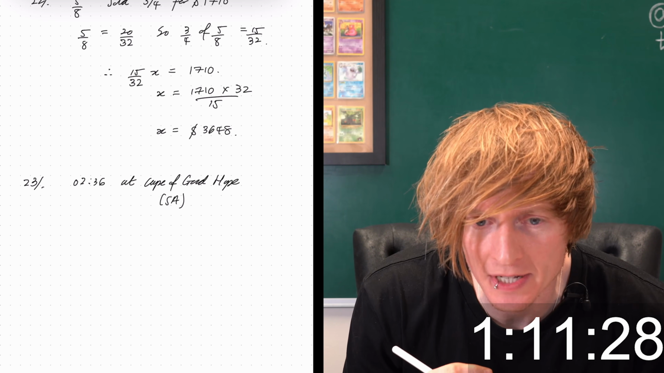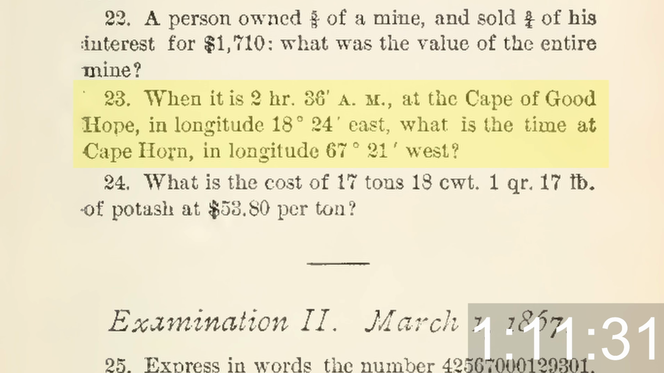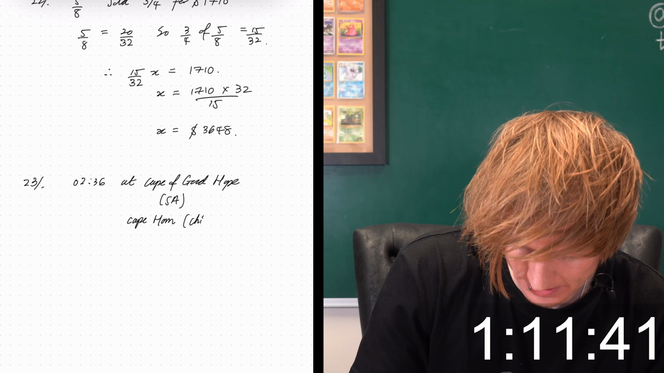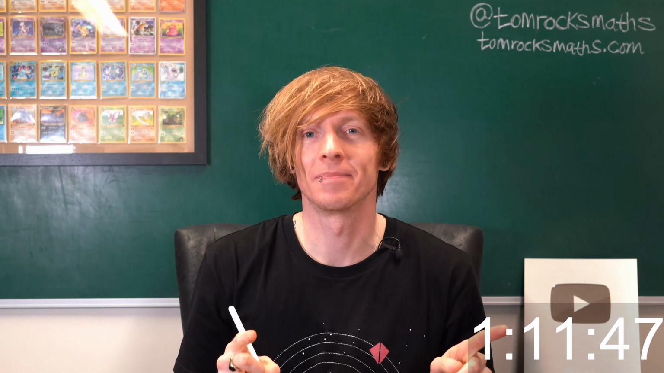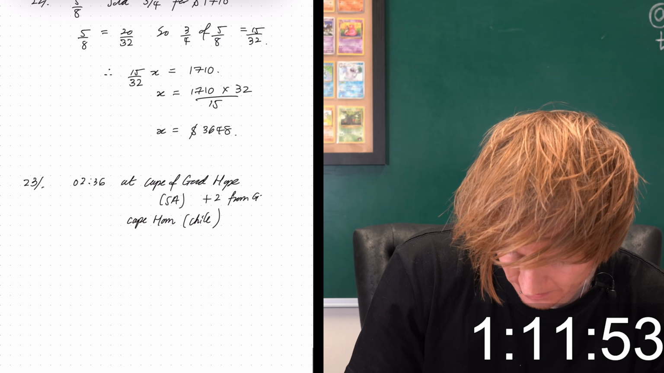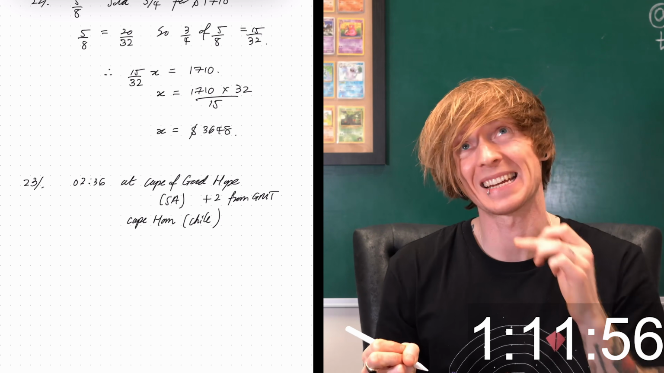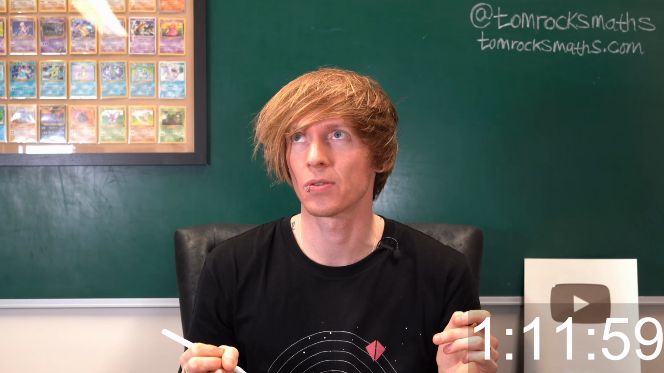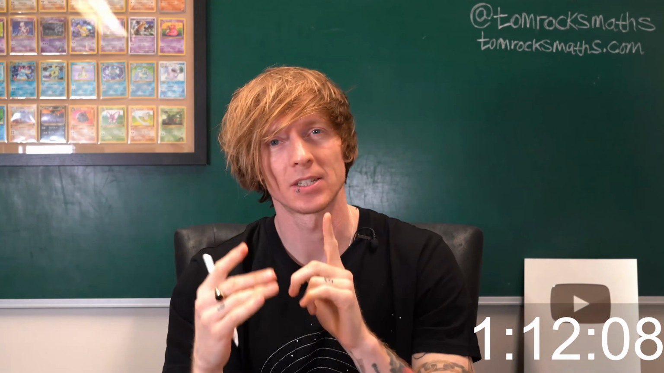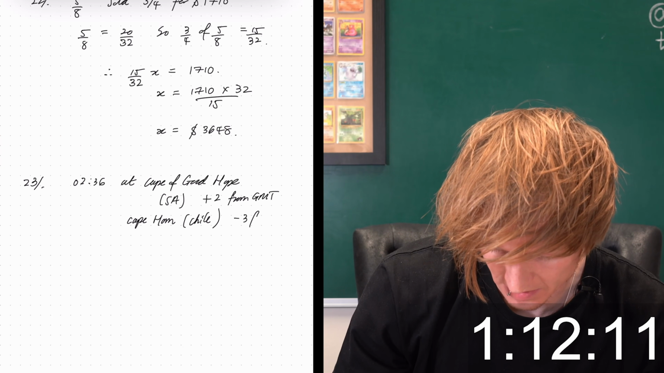Okay. What is the time at Cape Horn? Interesting. So Cape Horn is the tip of South America, which I think is Chile. I've been to both of these countries, so I should know this. Relative to the UK, South Africa is +2 from GMT, which is UK time. And Chile, I think, is -3. Yes, because on South America, it becomes quite east. So I think it's just -3 from GMT.